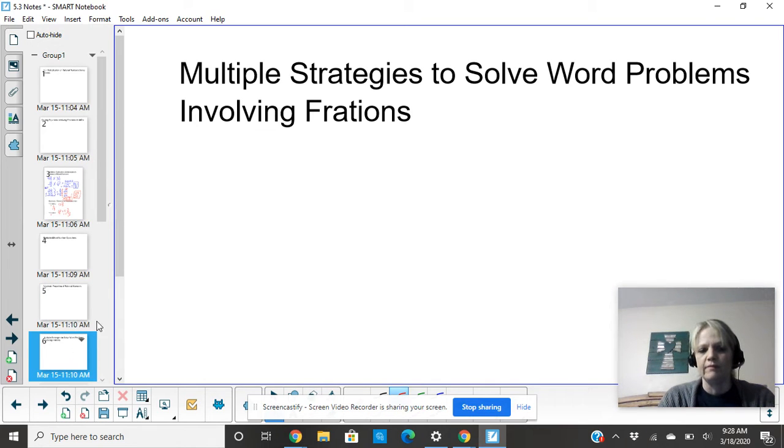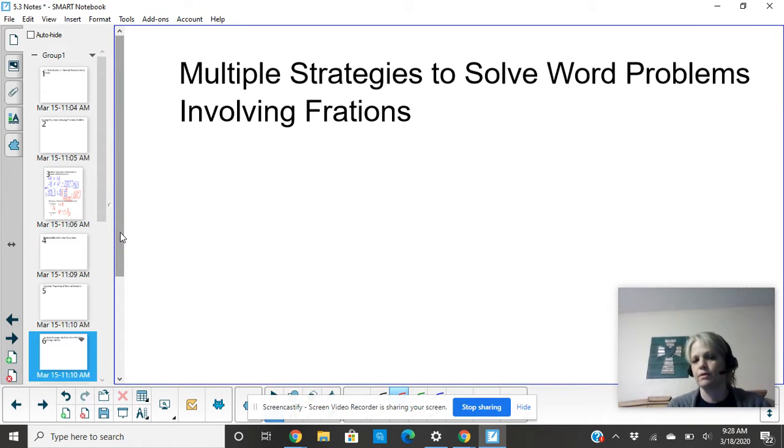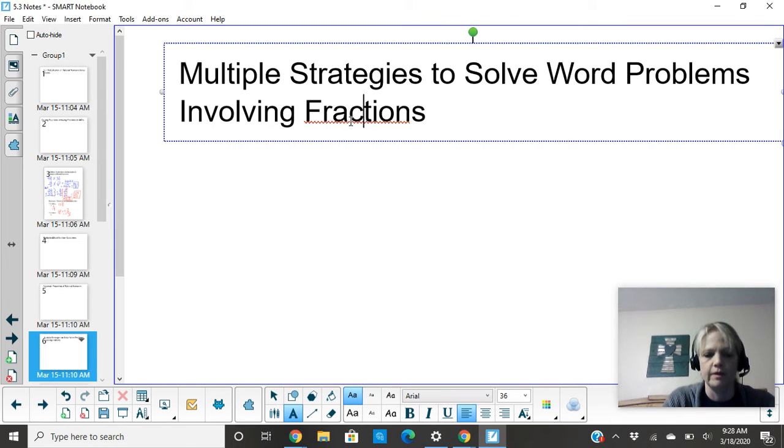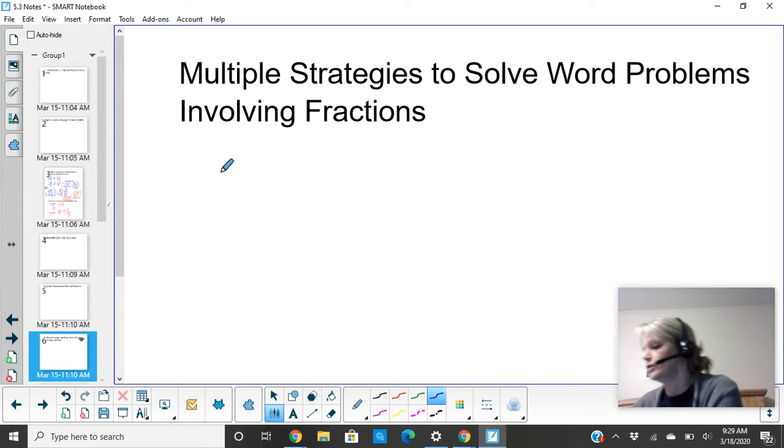And we were involved in multiple strategies for solving word problems. So I want to finish that up because I do want you to be able to solve fractions that are in word problems. Let me fix this right here. Okay. And so we're going to look at the next one that was on that page, and I'll work that one out for you. And it says multiple strategies to solve word problems at the top of the page.